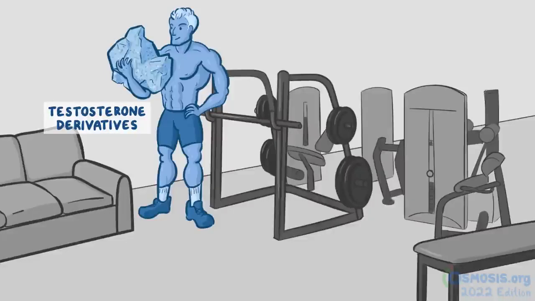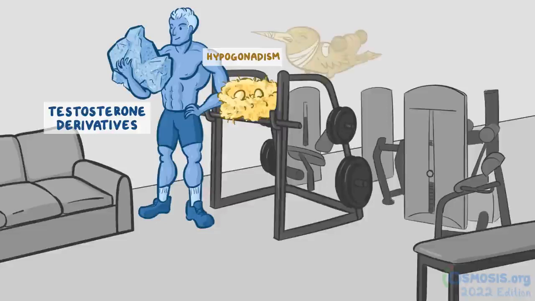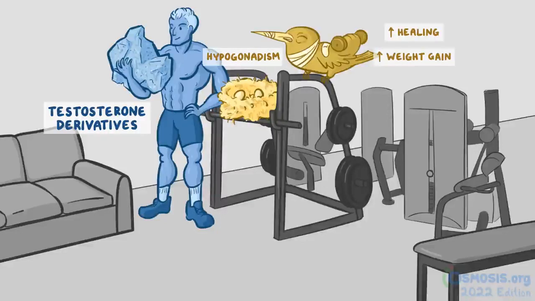For indications, testosterone derivatives are often used to treat hypogonadism in biological males. So let's put a hummingbird nest with 2 tiny eggs to represent this. Since it could also be used to promote healing and weight gain, let's have the dad hummingbird wrapped in bandages, and it's also carrying a dumbbell.